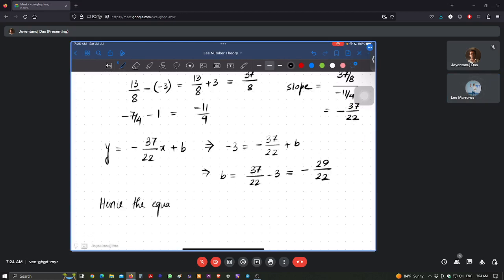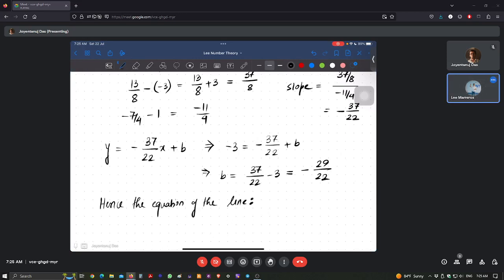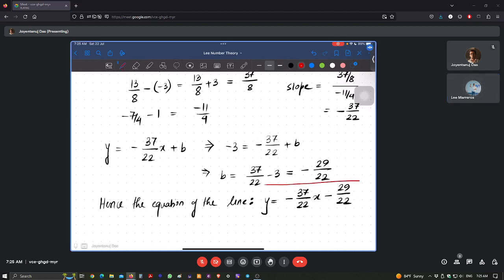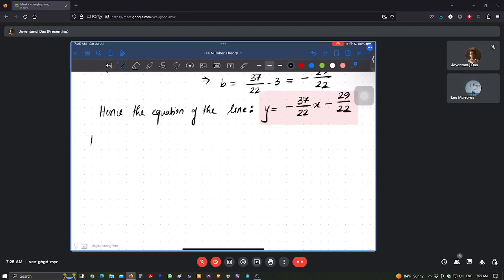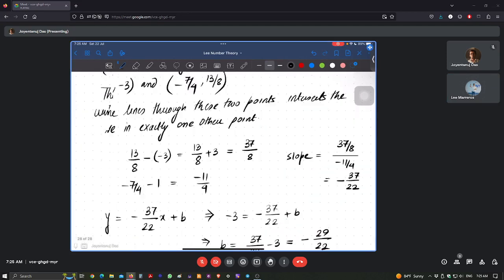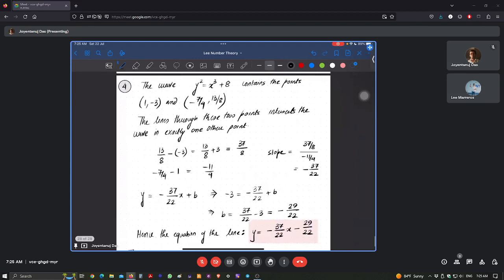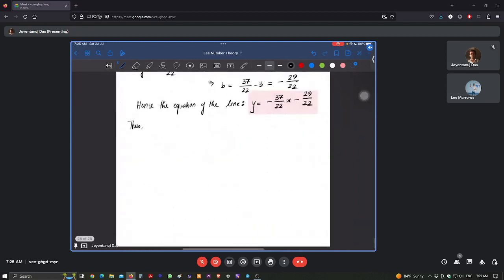The equation of the line would be y equals minus 37 over 22 x plus 29 over 22. Right, that would be the equation of that line. And now we just need to replace it back into the curve equation, which was y square equals x cube plus 8.